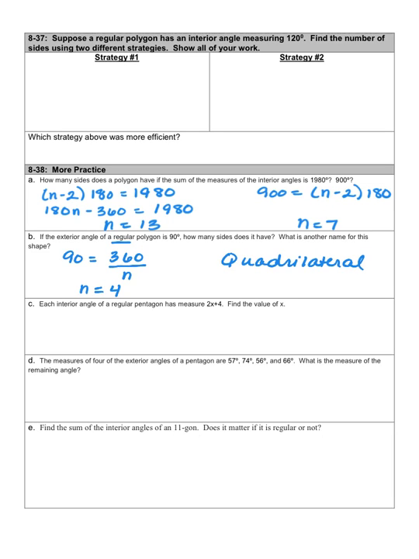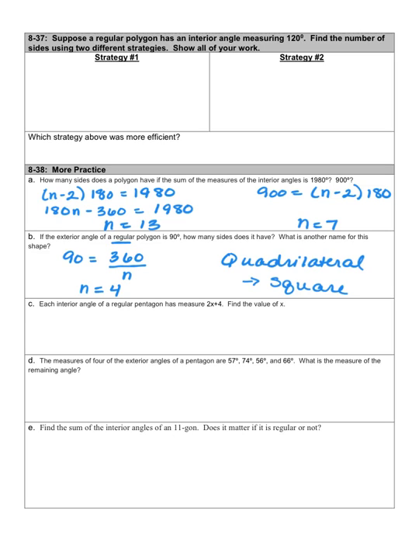Now it specifically said it's a regular polygon, which means not only is it a quadrilateral, but it's also considered a square. In part C, we're told that each interior angle of a regular pentagon has a measure of 2x plus 4, and we need to find the measure of x.